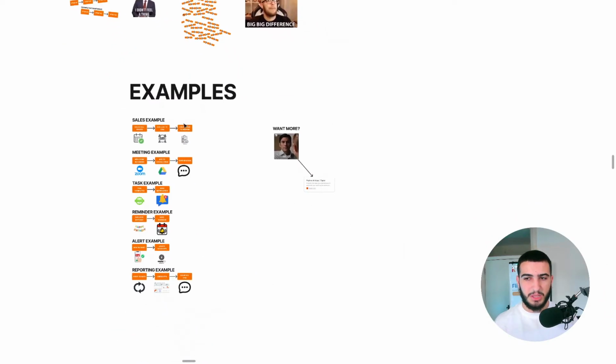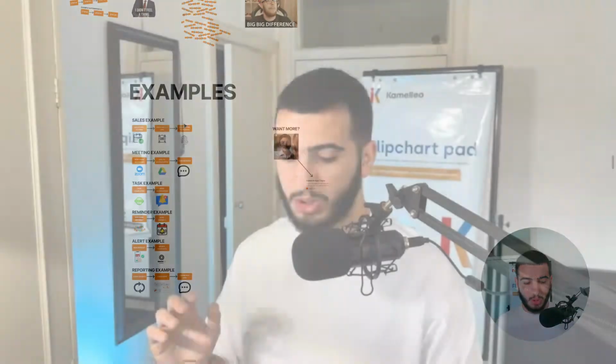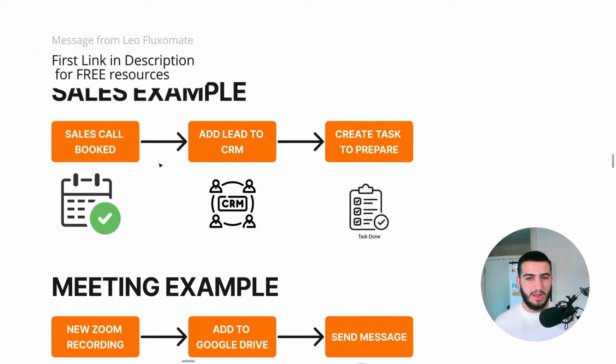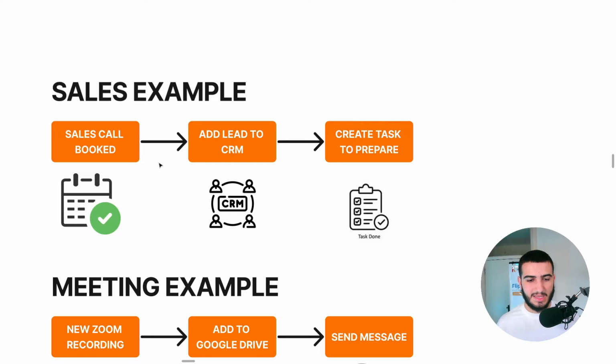I've got a ton of examples to show you, and then I'm also going to show you a way that you can get specific examples for the apps you're actually looking for. So firstly, we'll go over sales examples. This is very simple. Let's say every single time you book a sales call, you can set up an automation that automatically adds this lead to your CRM and then creates some sort of task in your task manager system for your sales team to prepare for the call.